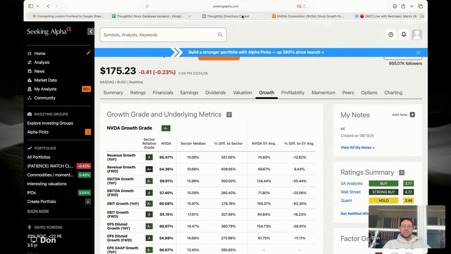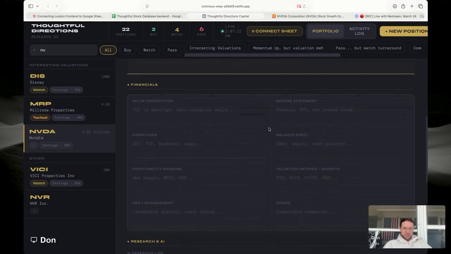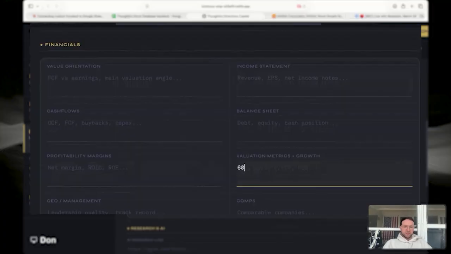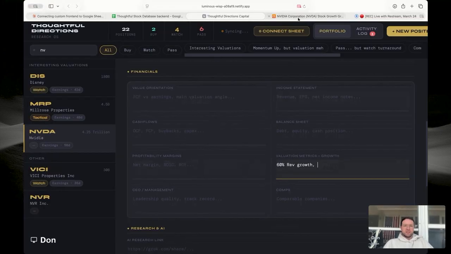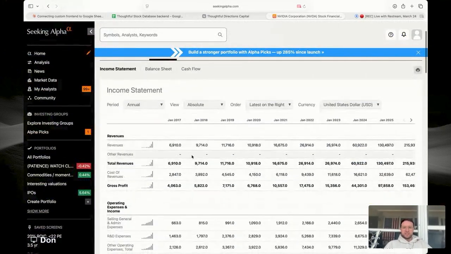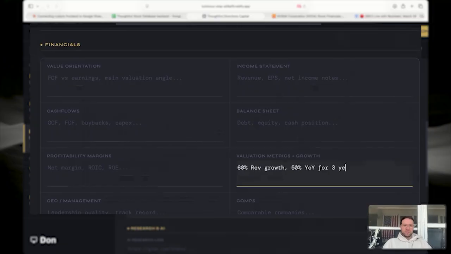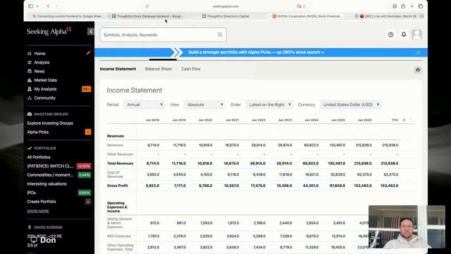So what I would then go back here is I'd probably look at income statement, and I would write something like, actually no, I'd go to valuation metrics and growth. So 60% rev growth. Let's see what it's done year over year. 26, 60, 130. I mean, that's insane. It's growing 50%. Probably growing something like 50% plus year over year for 3 years, which is insane.